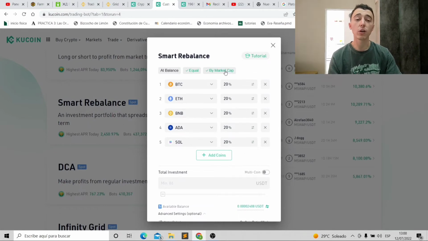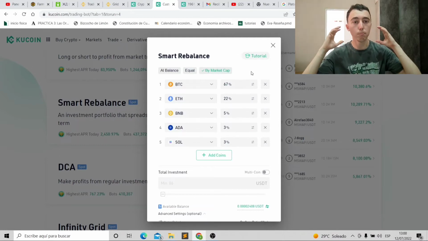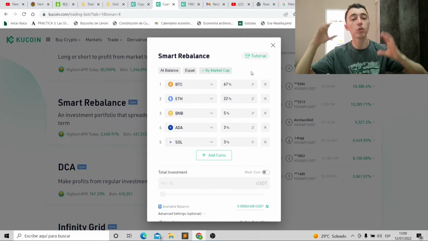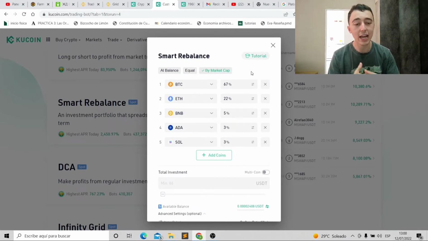And the other option, which is the one I like the most, you can do by market cap, okay? This way, you're creating an index that basically moves by the market cap of these coins. So what if Bitcoin market cap goes up? Well, then you're gonna buy more Bitcoin, and you're gonna sell a little bit of Solana, and you're gonna do that all the time, okay? This I really like. This is what is called an index, a tracker index of Bitcoin. It works the same way as the S&P 500, and I really like this idea.